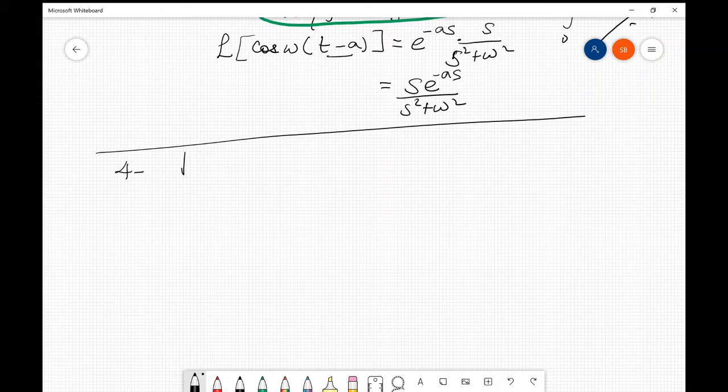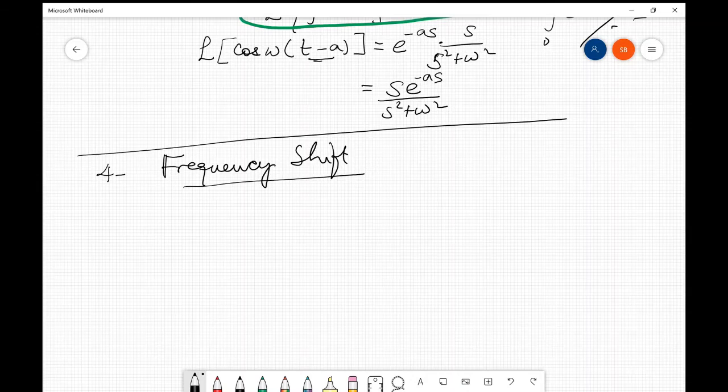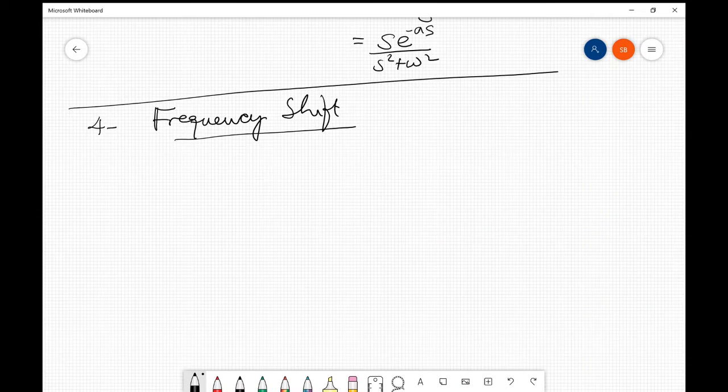And the fourth is the frequency shift. So we have seen here a time shift. Now we are going to see a shift in frequency. And this rule gives us F of s plus a. What brings a shift in frequency? A shift in frequency is found by taking the Laplace transform of e raised to minus at times f of t. So if you know the function f of t, and it is multiplied by a decaying function, then that's the same as a shift in the frequency domain.